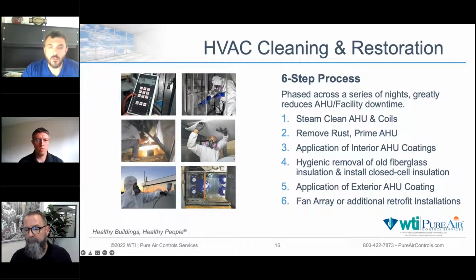And in many cases, we'll also seal and coat the exterior of the unit in both mechanical room and rooftop scenarios. And as you've seen here, fan array retrofits. A fan array retrofit is where the air handler blower compartment is removed and a fan array, or fan wall, as some folks call it, is retrofitted in that existing blower compartment.